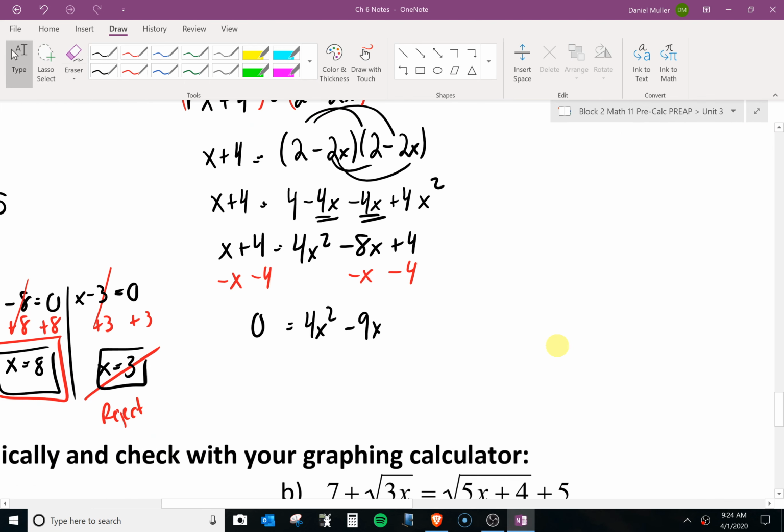So when it comes to something like this, it's not going to work to factor it like that. However, what we can do is we can take out an x.